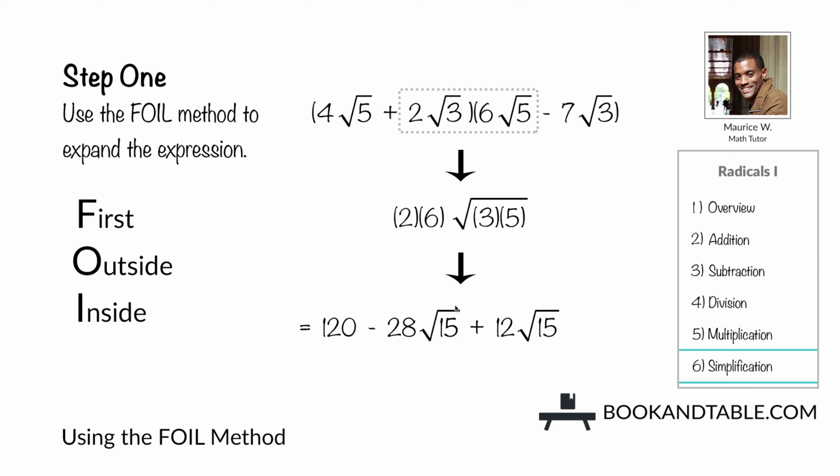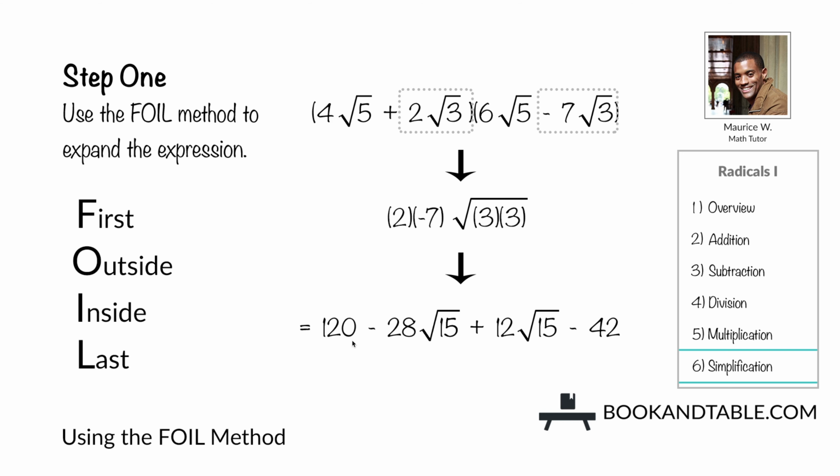You then multiply the inside terms. 2 times 6 will give you a coefficient of 12. And radical 3 times radical 5 gives you radical 15. Then lastly, the last terms. 2 times negative 7 will give you a coefficient of negative 14. And radical 3 times radical 3 gives you 3. Negative 14 times 3 will give you negative 42.